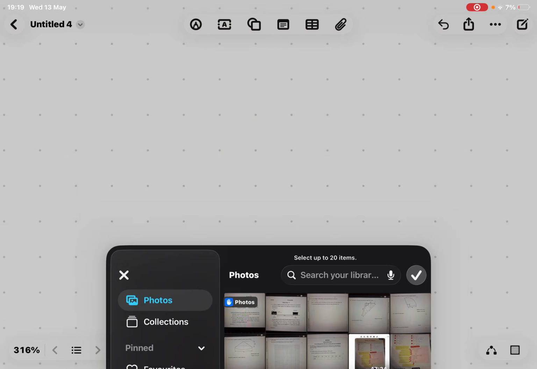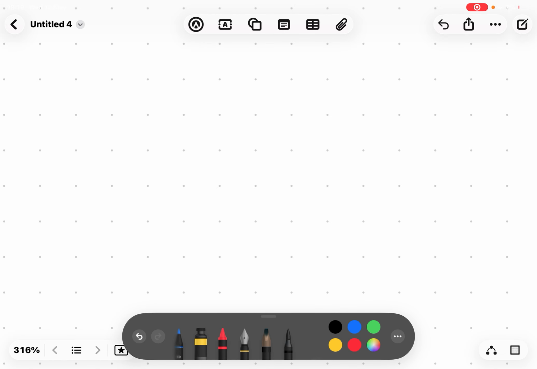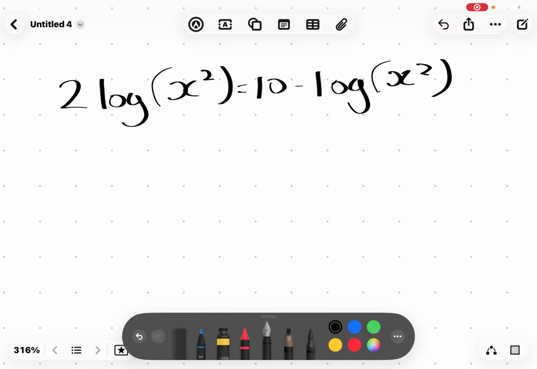Okay, after this, let's just jump to the questions, to the different ones. Pardon me. Okay, basically we also did logarithms. So this was one of the questions. So let's solve this.